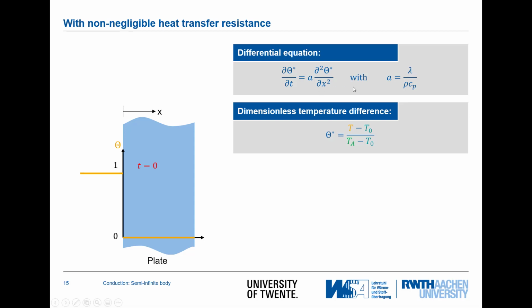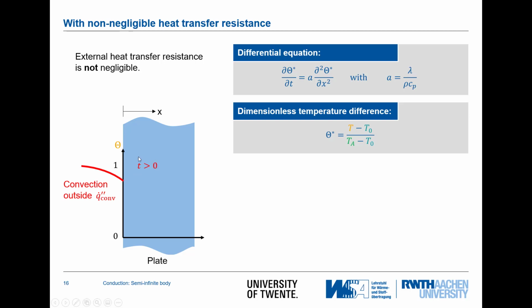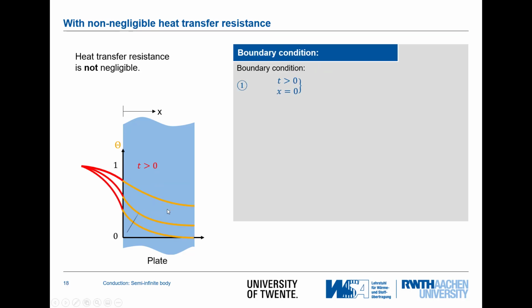change? So we have the same differential equation, we have the same problem, we have also the same dimensionless temperature difference, but now this part here is not constant anymore. So there is not a negligible heat transfer resistance, but a severe heat transfer resistance on the outside as well. And so for times larger than 0, our temperature will decrease here on the outside. So we have a convection on the outside, a convective resistance, and we have on the other side a conduction inside. So we have a convective resistance and a conductive resistance that determine the problem.